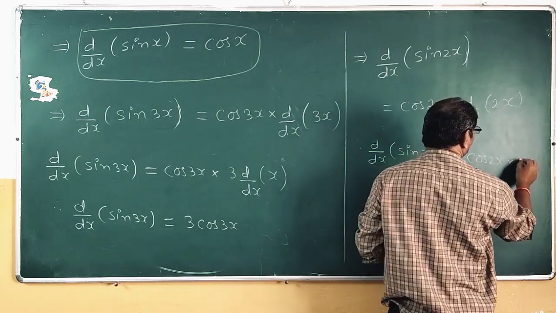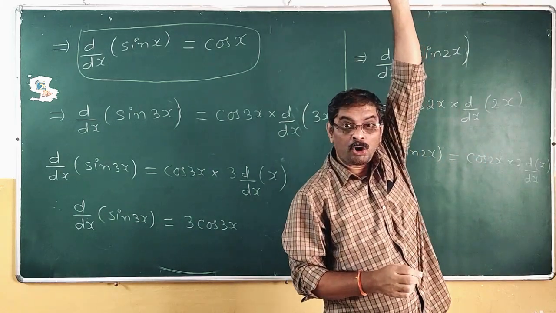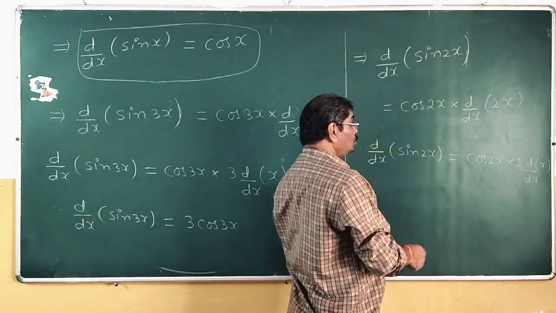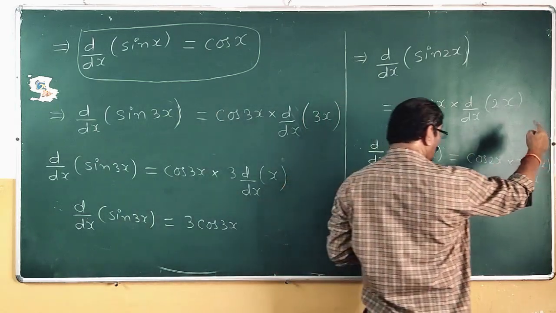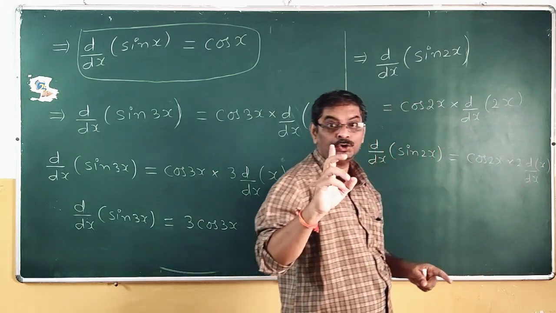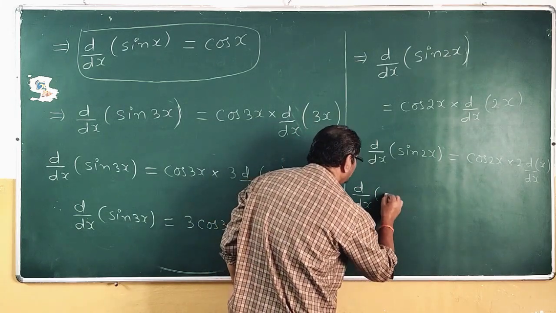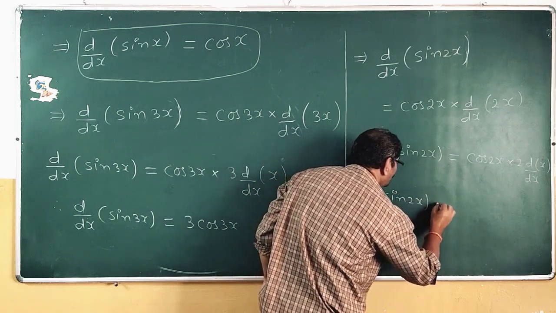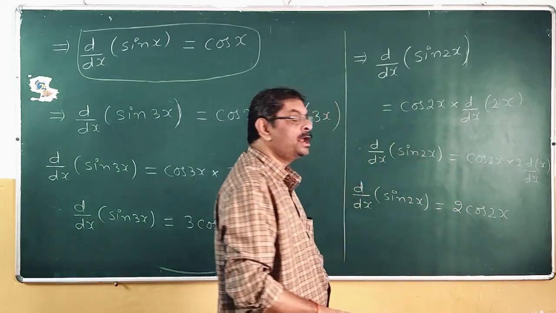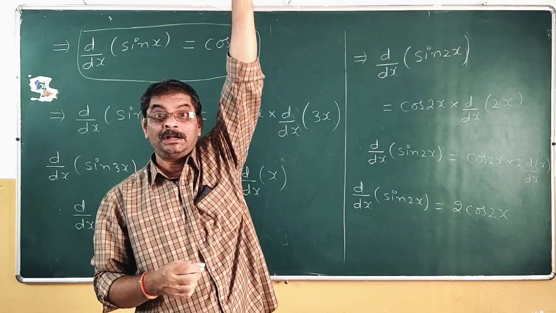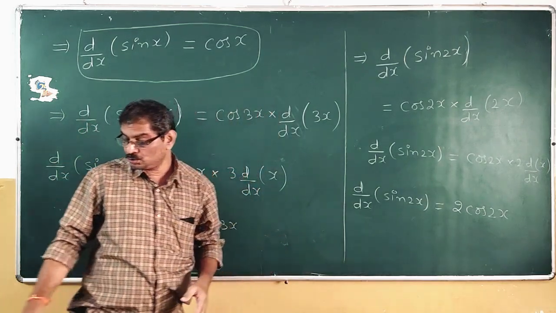2 outside, d/dx of x, since 2 is a constant and can be taken outside. So you can write 2 multiplied by d/dx of x, and d/dx of x is numerically equal to 1. Therefore, d/dx of sin 2x is numerically equal to 2 cos 2x. That is the differentiation of sin 2x.